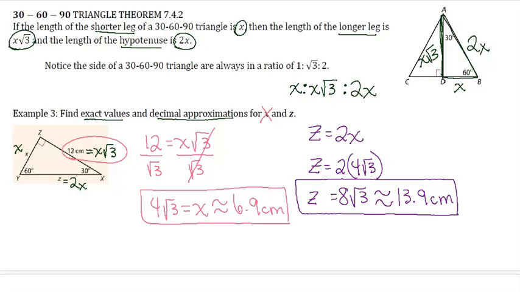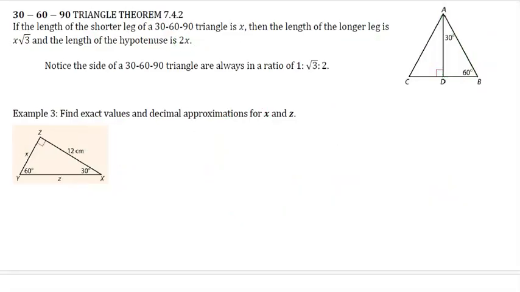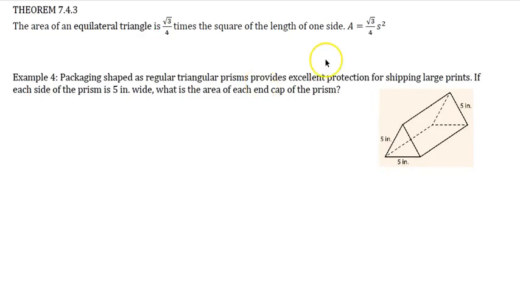All right, let's go on then. On the back side, we have theorem 7.4.3. The area of an equilateral triangle, so you might highlight that. Area of an equilateral triangle is the square root of 3 over 4 times the square of the length of one side. Or in other words, I would highlight the formula there. A equals the square root of 3 over 4 times the side squared. This is for an equilateral triangle.